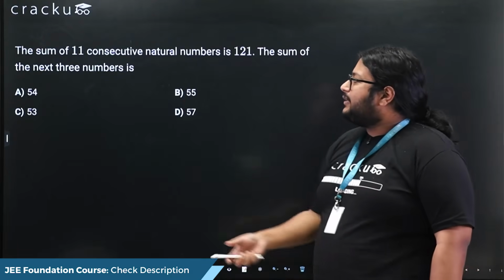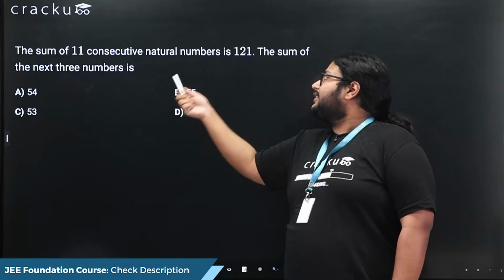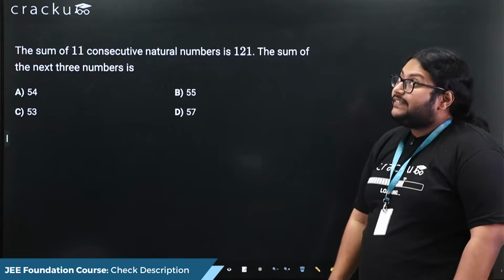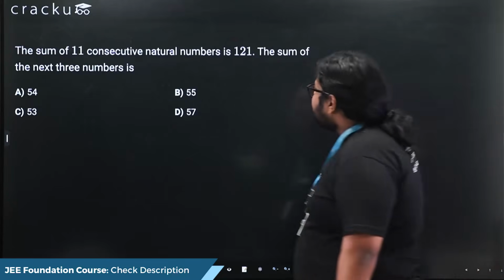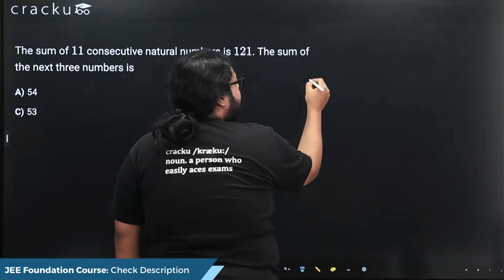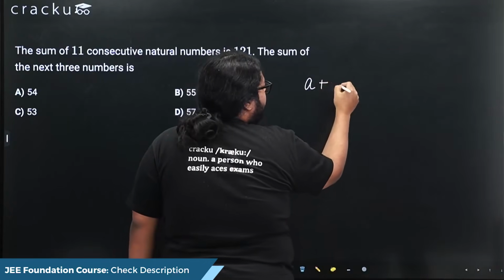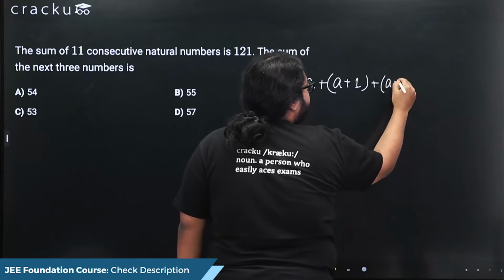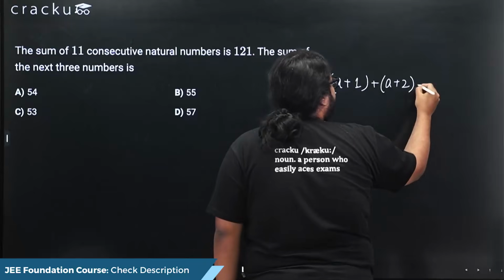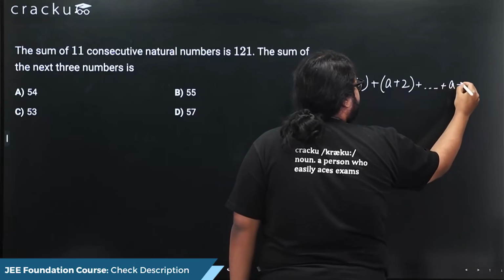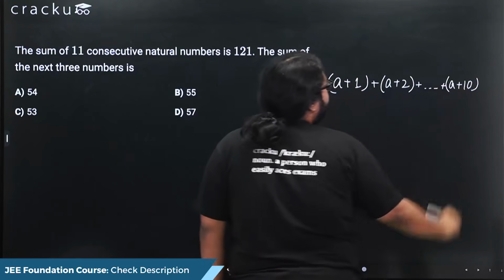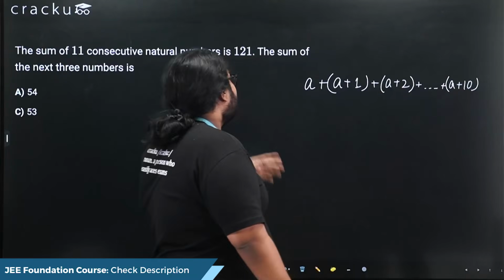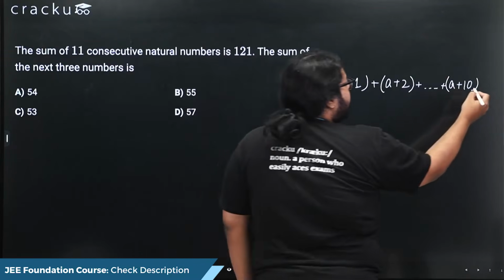In this question, we are told that the sum of 11 consecutive natural numbers is 121, then the sum of the next 3 numbers is asked. So for 11 consecutive numbers, if I take the first number to be A, then the second number will be A plus 1, the next number will be A plus 2, all the way till A plus 10, because that will be the 11th number. This sum is equal to 121.